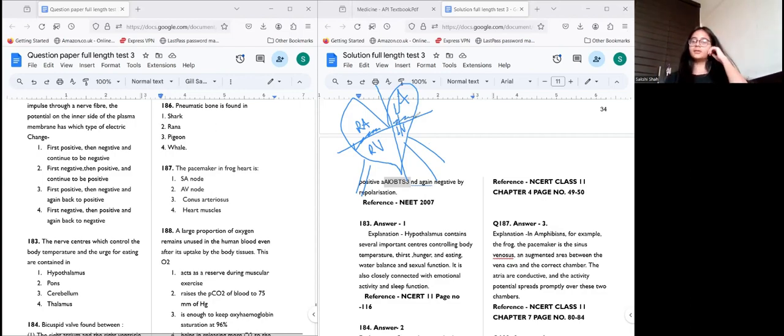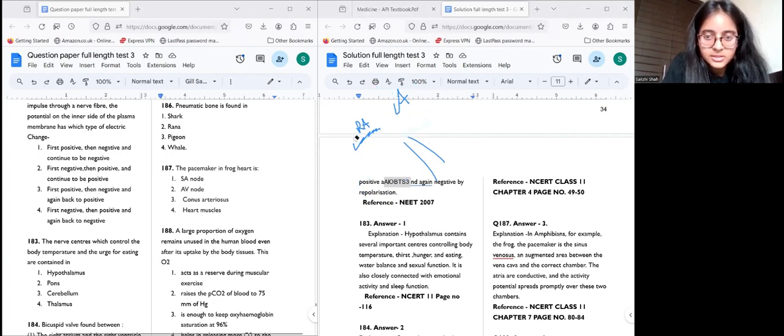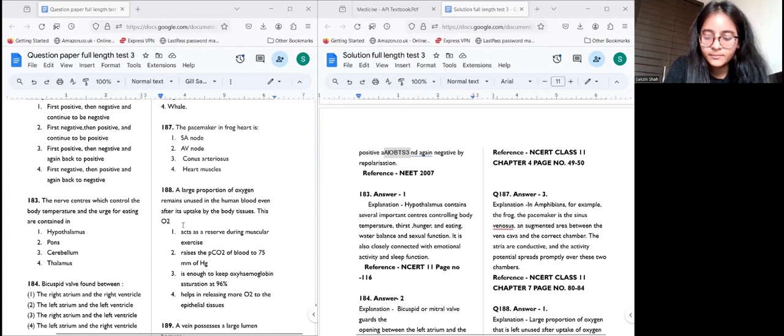Valves are present between the atria and the ventricles on both sides. The valves on the right side are known as tricuspid valves. The valves on the left side are known as bicuspid valves, also known as the mitral valve. So that is why the answer to where bicuspid valves are found is, as we studied, between the left atrium and the left ventricle. Let me put up the options again. So for 184, the answer is option number 2.